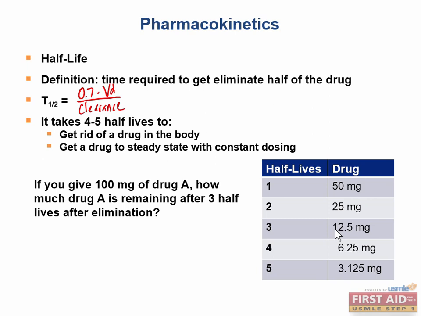And if we continued this out to 4 to 5 half-lives, there would be 6.25 and then 3.125 milligrams remaining respectively. So essentially after 4 to 5 half-lives, there would be such a small amount of drug left in the body that we can say that the drug is effectively eliminated from the body. Now this drives home the point that it usually takes 4 to 5 half-lives for that drug to be eliminated. Let's do another quick example to demonstrate this concept.